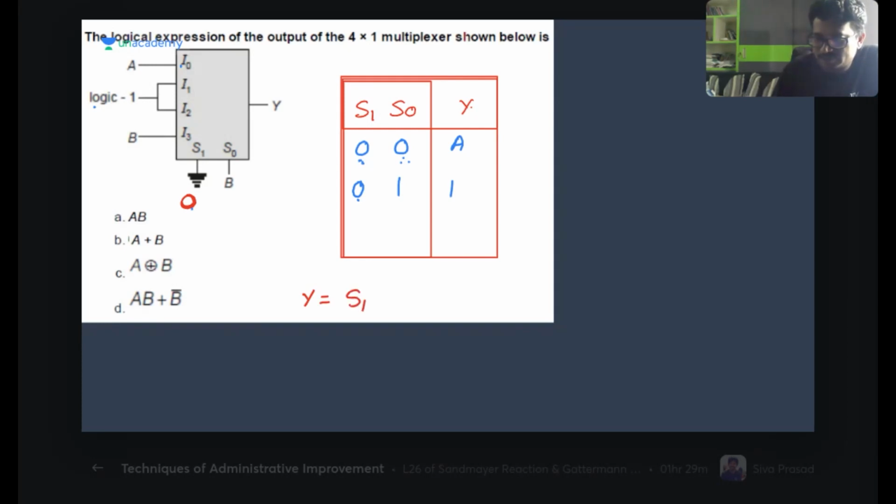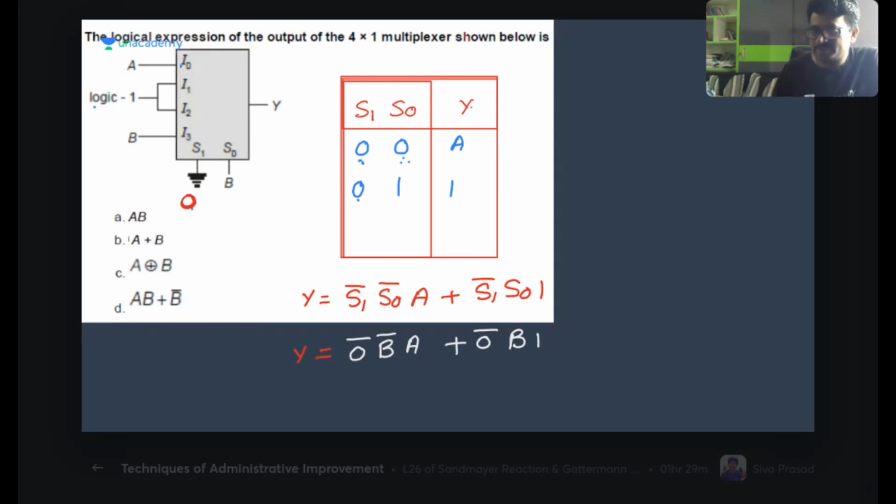Y is equal to S1 bar into S0 bar into A plus S1 bar into S0 into 1. So which is equal to Y. S1 is what now here? This is 0 bar. S0 is connected to B, so this is 0 bar into B bar into A plus 0 bar into B into 1.